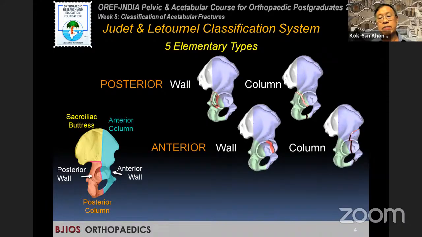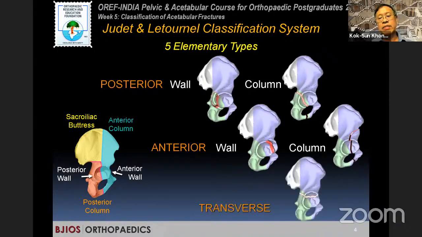So that makes it quite simple. Start with posterior, then the anterior wall and column. Then the 5th of the elementary type is a transverse pattern. So this is the pattern that traverses both the elementary and the associated types. A transverse pattern involves both columns, but it is transverse in nature.